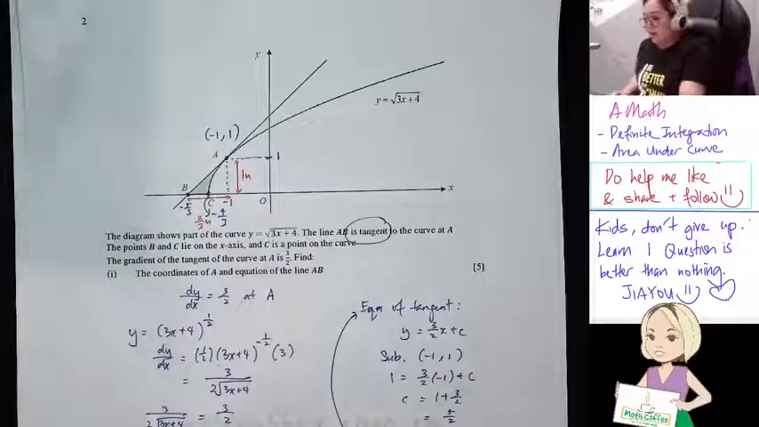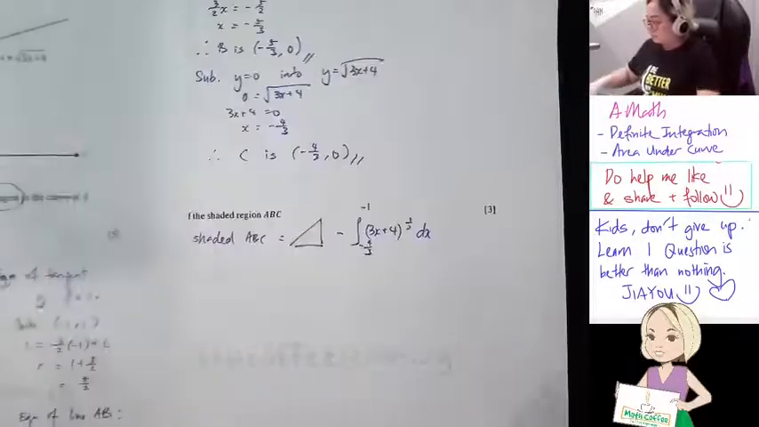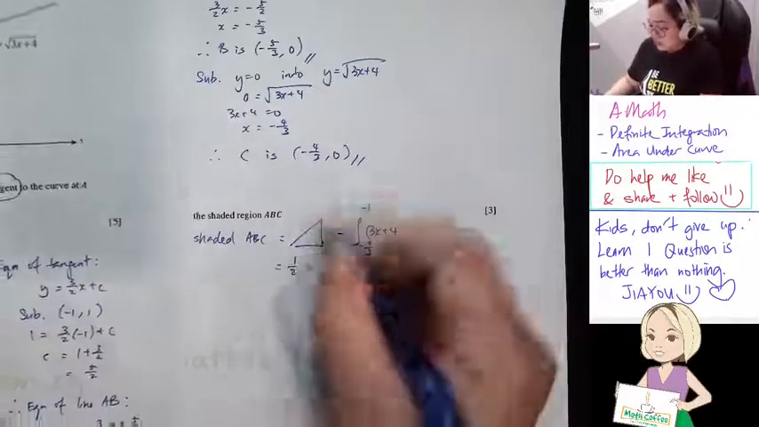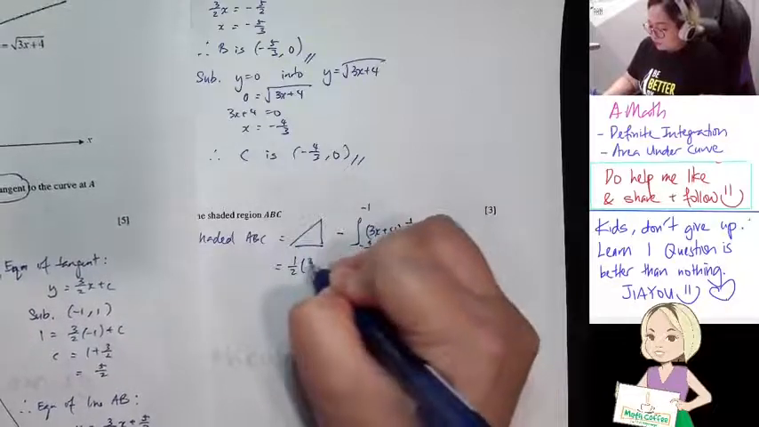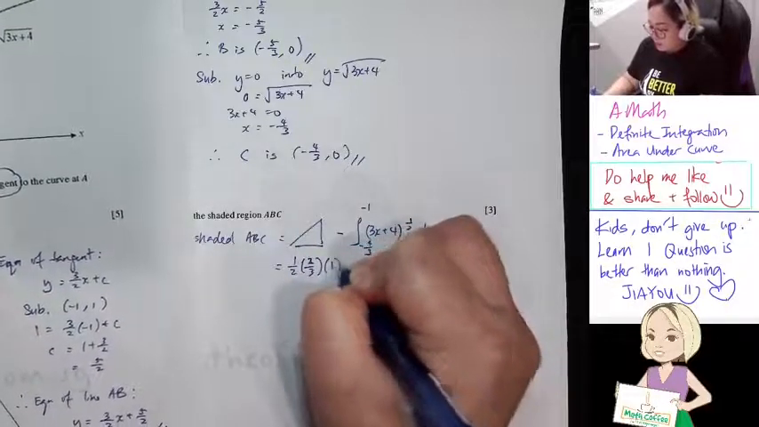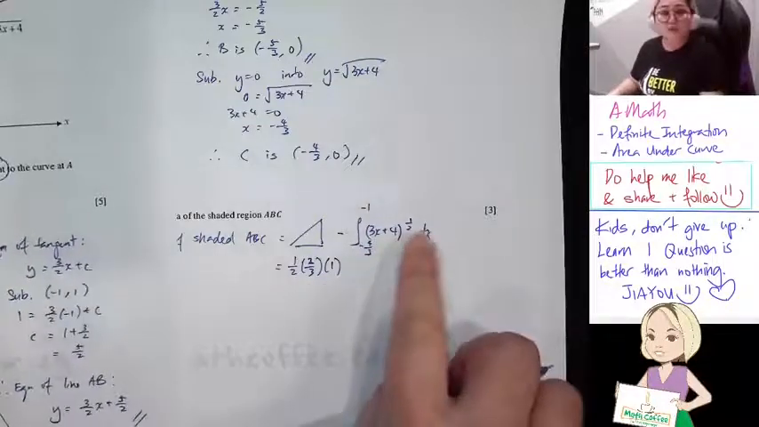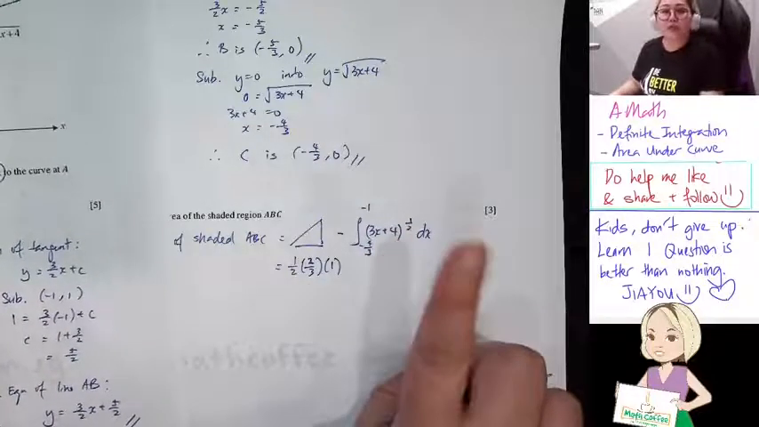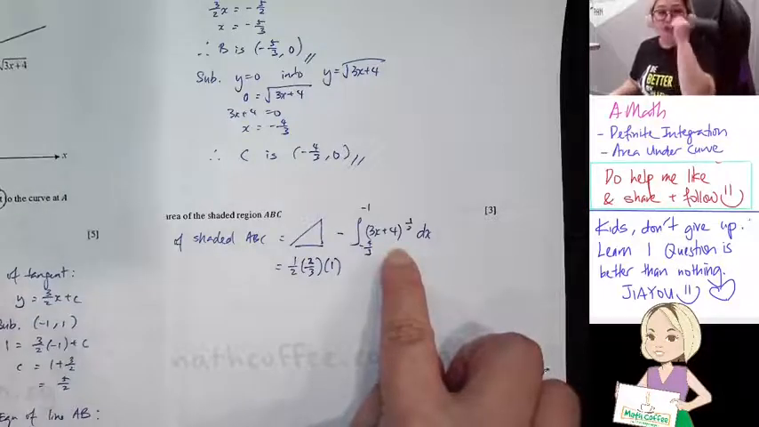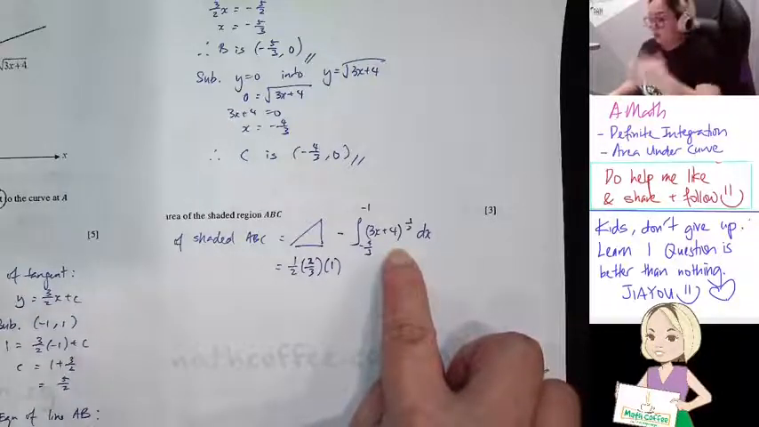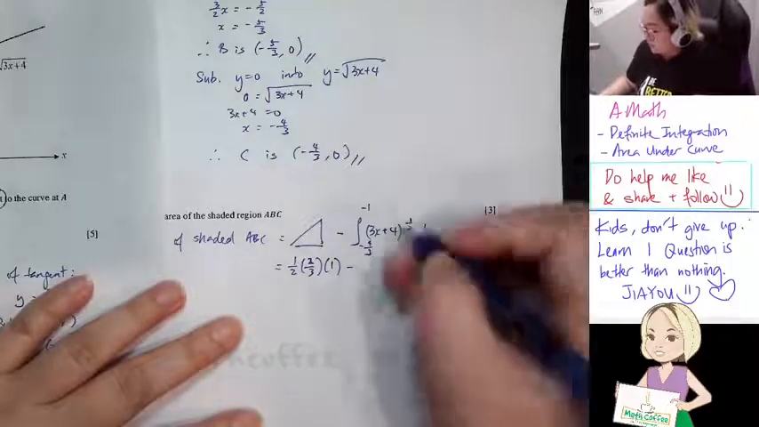So the triangle is simply just half multiplied by 2/3 and multiplied by 1. So this is the area of my triangle. So now the tough part is we have to integrate this one. So integration, this one is very straightforward, it's just power plus 1. So see how I integrate.